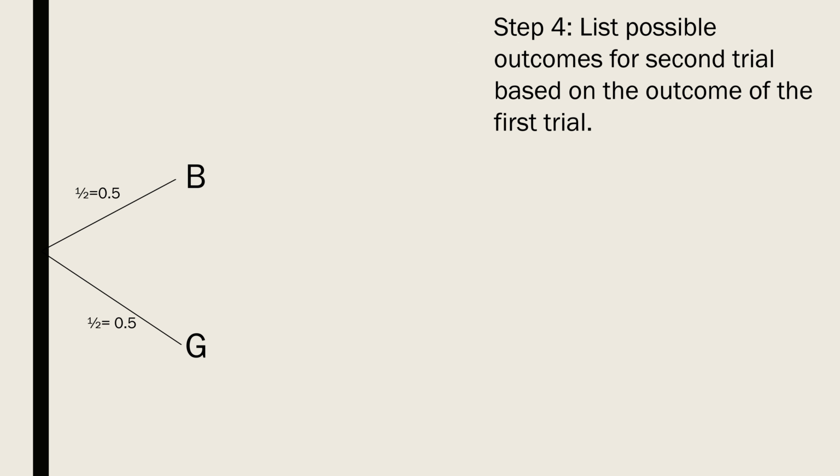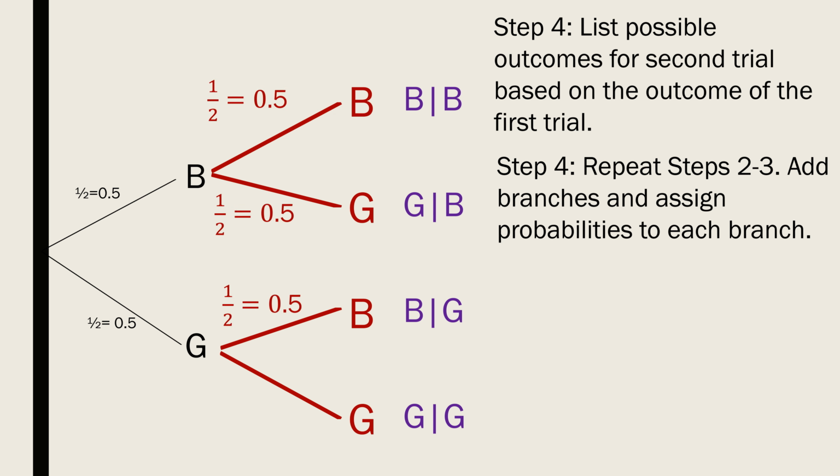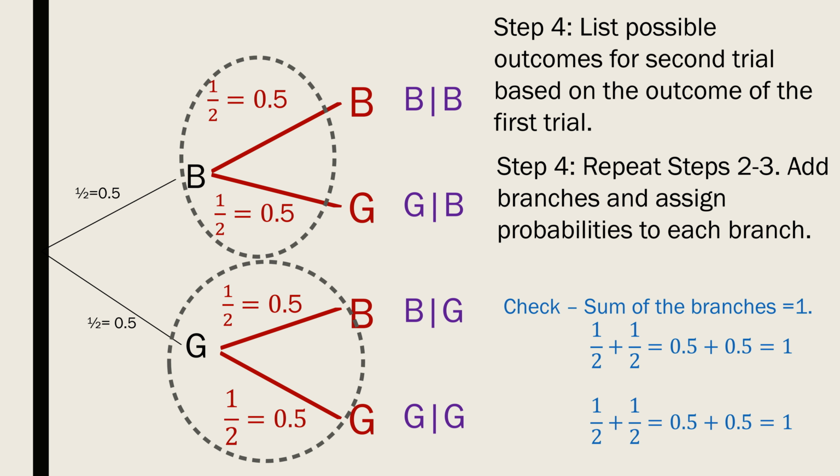Step 4. List the possible outcomes for the second trial based on the outcome of the first trial. Then you repeat steps 2 and 3. Add branches and assign probabilities to each branch. Again, we want to check the summation of the branches. The summation of the branches always equals 1.